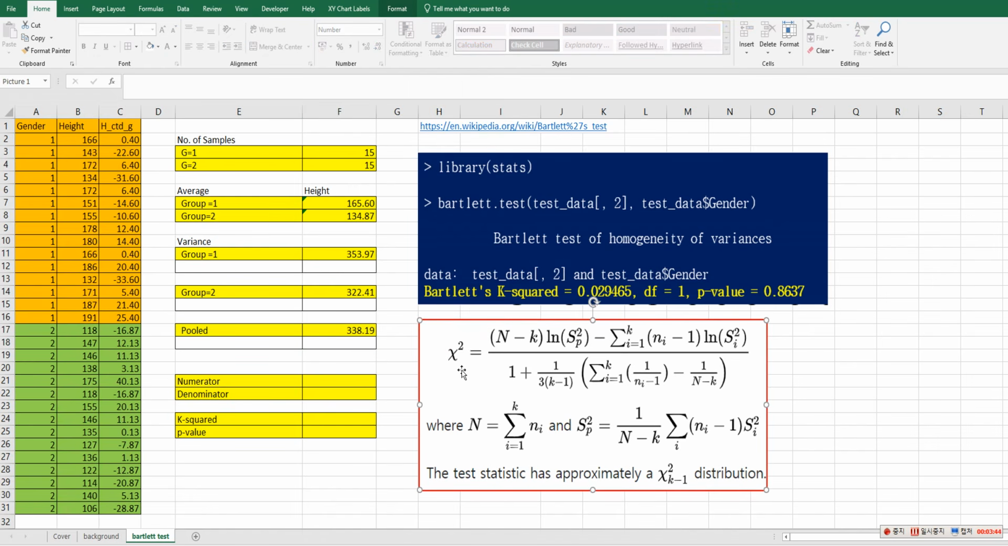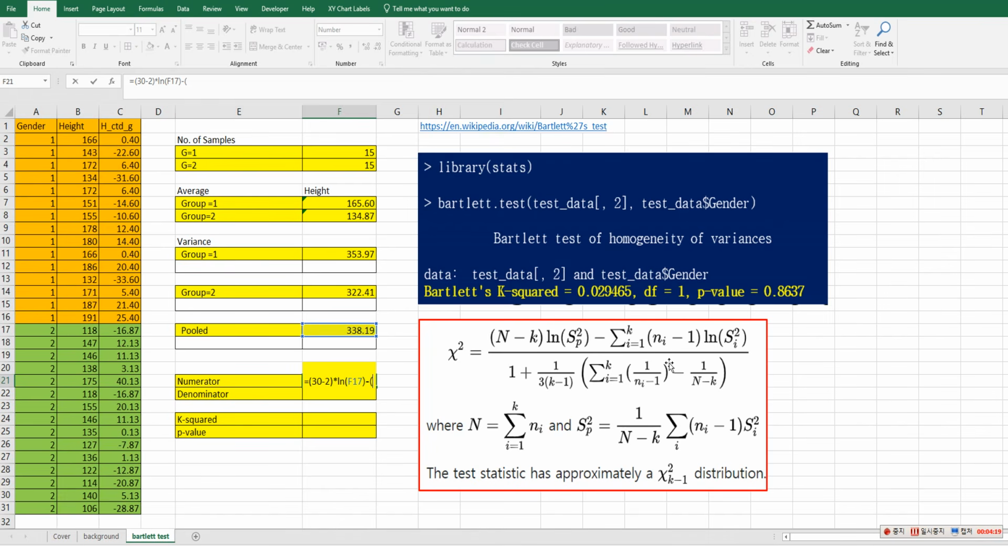So this is chi-square test statistic. So let's get chi-square statistic for numerator part and denominator part. Then let's get k-squared. So numerator part: n minus k, 30 minus 2, times log of pooled variance, this one, minus, this is each group's calculation.